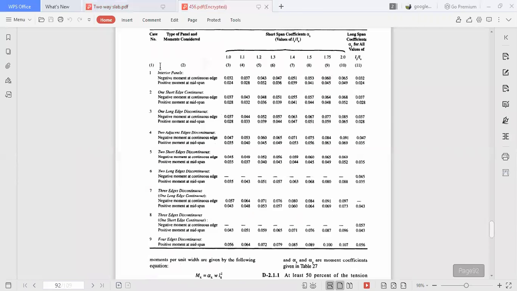Now in this, the first one is interior panel. Interior panel means all the edges are continuous. If all four sides are continuous, it is an interior panel. Next one is one short edge discontinuous, one long edge discontinuous. Everything is explained in the previous sessions. You can see that in the videos also if you required. And the fourth case, if you observe fourth case, two adjacent edges discontinuous. That is what we need. So this is the case.